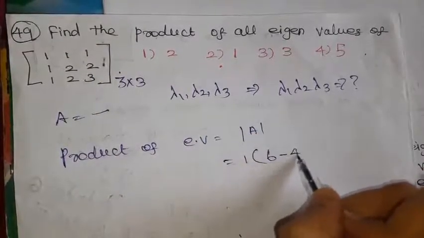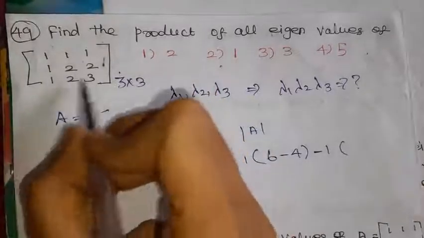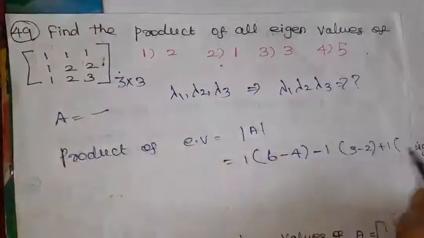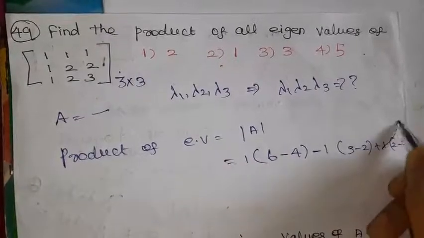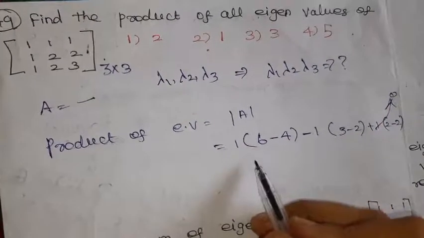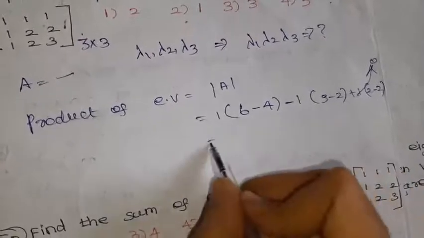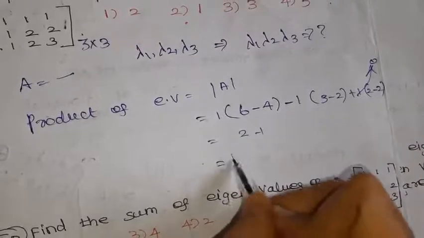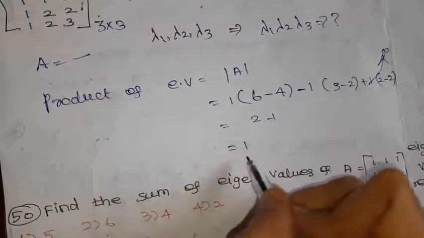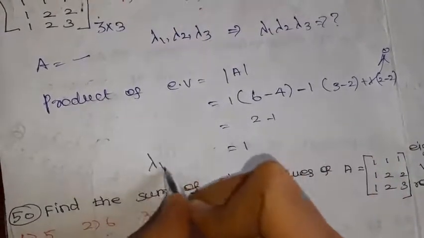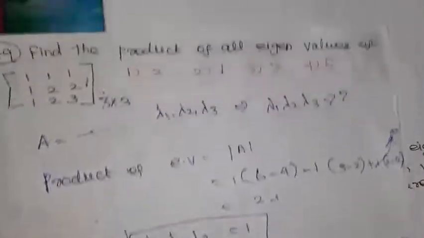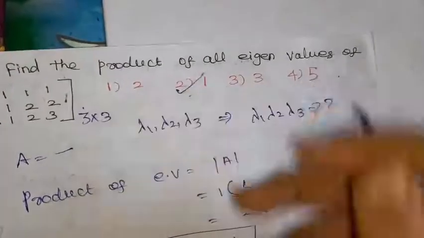6 minus 4, then minus 1 times 3 minus 2, plus 1 times 2 minus 2. So 2 minus 2 we are getting 0, simplifying, 2 minus 1 is 1. So the determinant value is 1. Then what is the product of eigenvalues? Lambda 1, lambda 2, lambda 3 is nothing but 1. So option 2 is the right option.